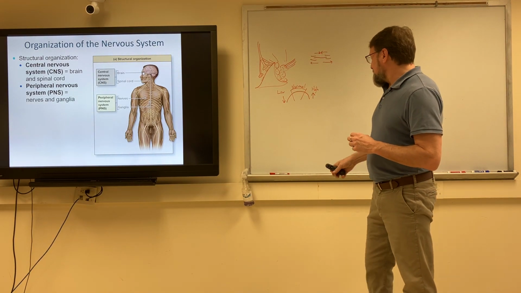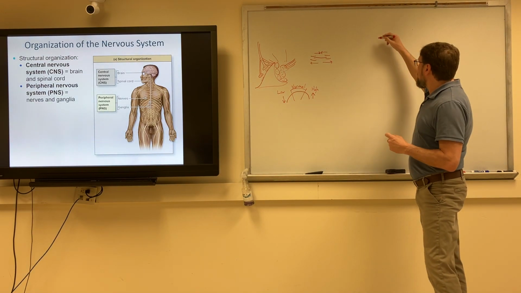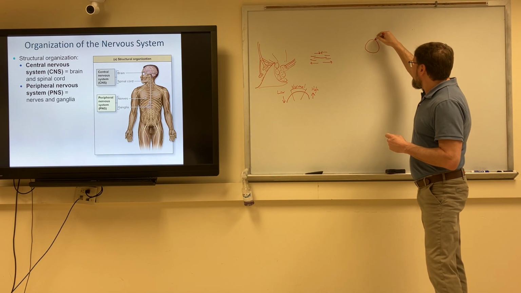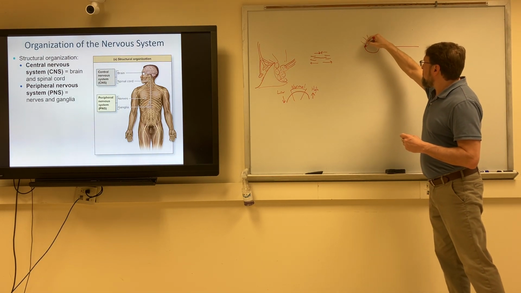So the other thing to note is that as we break down how the neuron works, we're going to have an axon and we're going to have a cell body. And off the cell body will be dendrites.